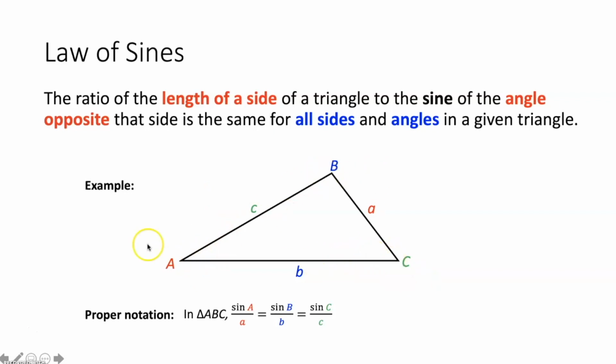So in this particular triangle down here, I want you to note that the side opposite angle A, we're denoting as lowercase a. The side opposite angle B, we're denoting as lowercase b. And the side opposite angle C, we're denoting as lowercase c.